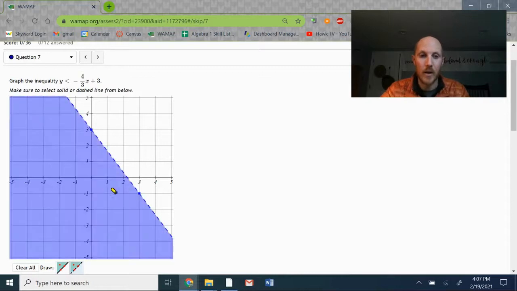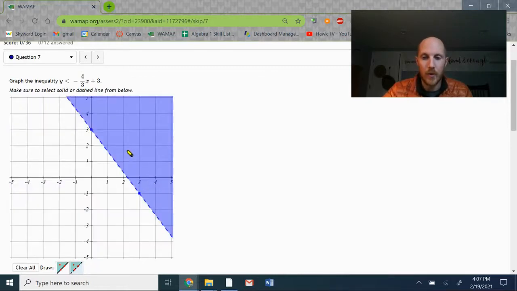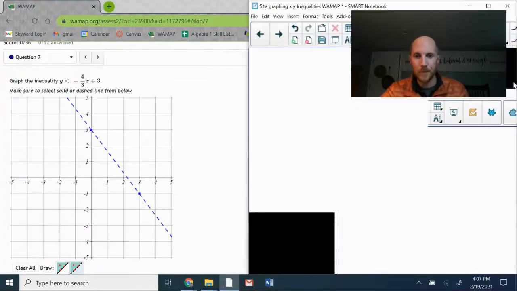And next, I need one more click. As you can see, if I move this pencil back and forth, it changes the shading. So I don't know which one is correct at this point. So I will need to determine which one is correct and then select into WAMAP the appropriate side for shading. So let's get some workspace here.